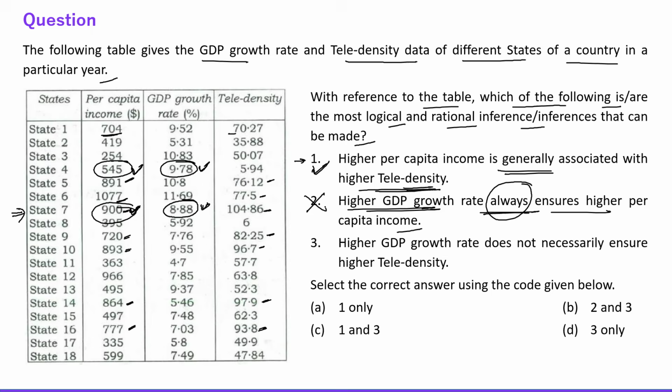Now let's talk about statement number 3. Higher GDP growth rate does not necessarily ensure higher tele-density. Yeah, this is correct, right? Because every time it is not happening. We have checked for several states, so every time it is not happening. So this is also correct. So here C option is the correct choice, 1 and 3, right? Okay. Now let's move to the other question.